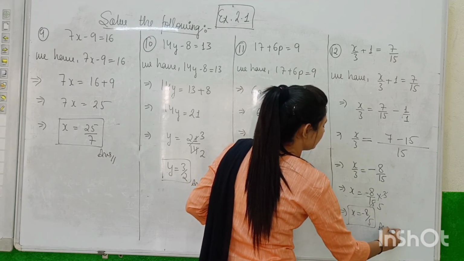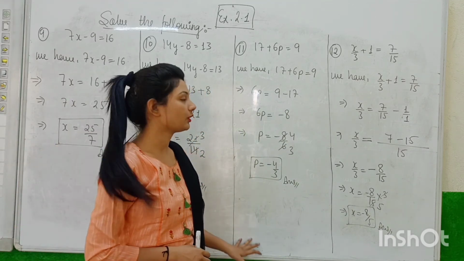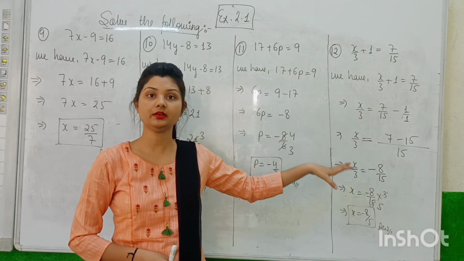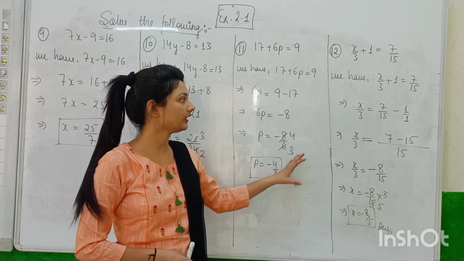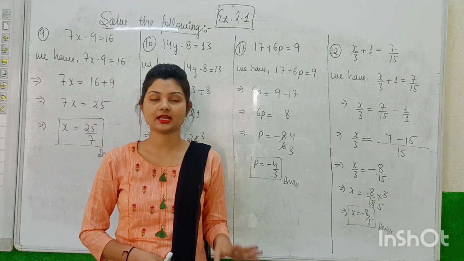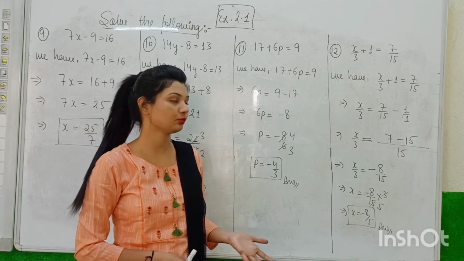This is the answer. So like this we solve the given equations, which consist of some numbers and one variable, which is called a linear equation in one variable. So here we have completed the exercise 2.1. In our next video we will be starting the exercise 2.2.